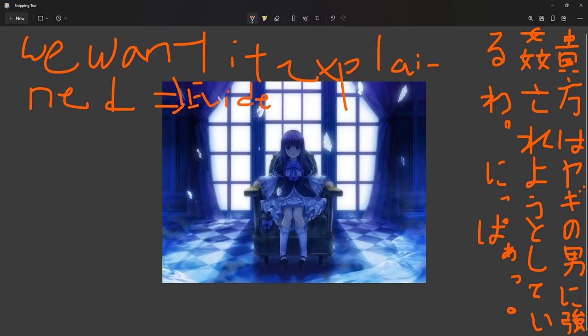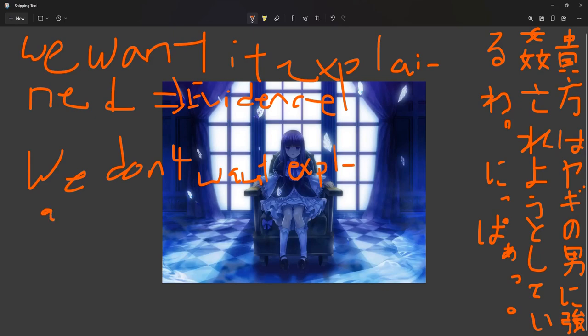And the other one will be we don't need it explained. We don't want explanation. I-O-N means information. Simple, right? Good.